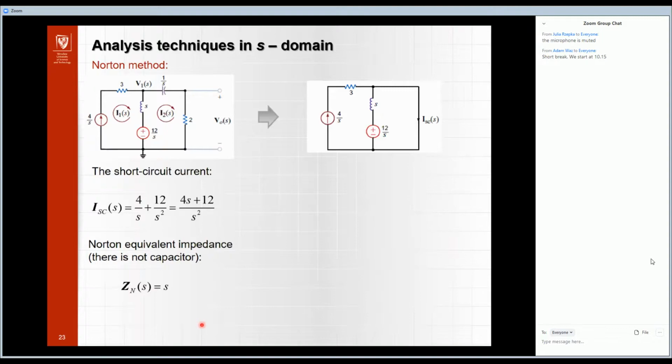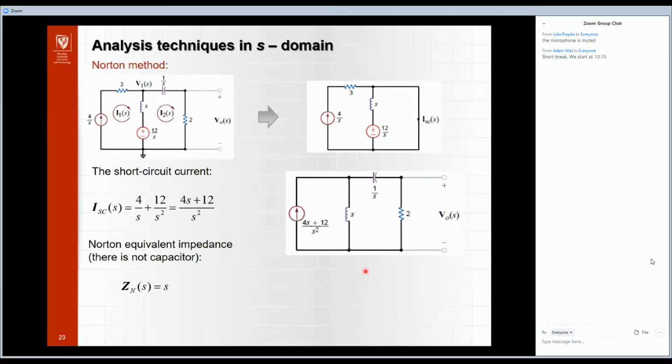secondly, we can calculate the impedance, with the same method. So we have the port here, and the impedance from this port. In this case it is only S, because it is a break for this source and a short for this. As a result, we have the current source and the Norton equivalent impedance in parallel. So it is a different approach compared to the Thevenin method.